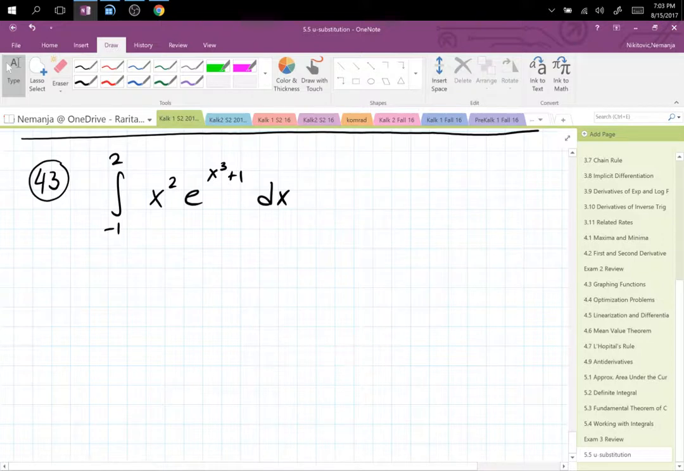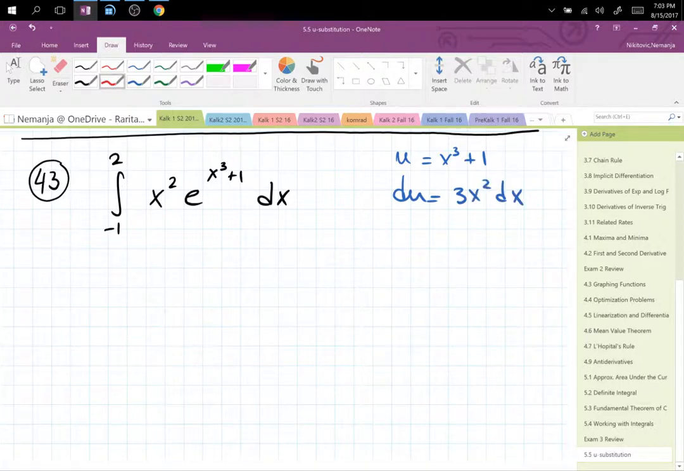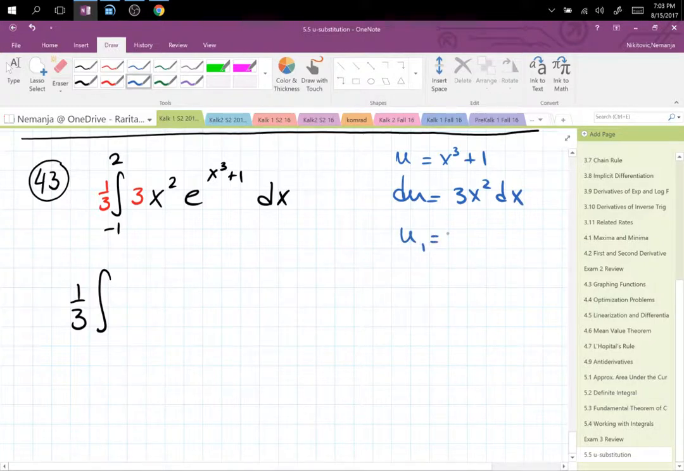What's the u sub over here? x cubed plus 1. Very good. And du? 3x squared dx. I don't have the 3, so it's going to be 1/3. All right, what are the limits? u1.